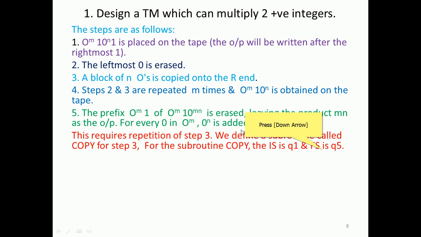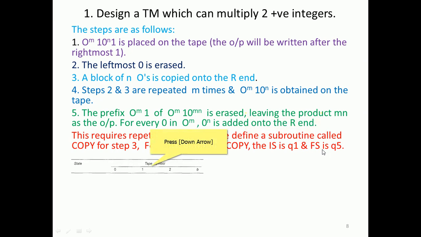For the subroutine COPY, the initial state is Q1 and the final state is Q5. Here we can observe the states that participate. The tape symbols are 0, 1, 2, and blank.